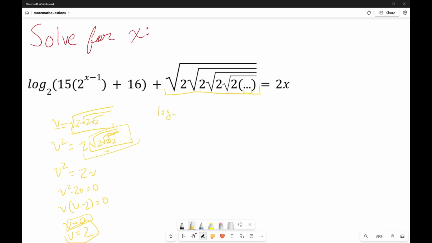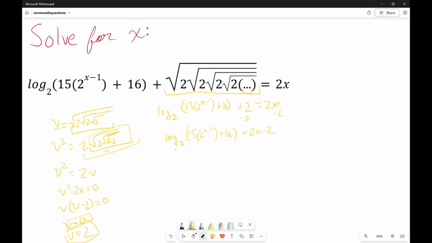Let's substitute that in. So log base 2 of 15 times 2 to the power of x minus 1, plus 16, plus 2 is equal to 2x. Alright, now let's get to solving. Let's subtract 2 on both sides. We get log base 2 of 15 times 2 to the power of x minus 1 plus 16 is equal to 2x minus 2.